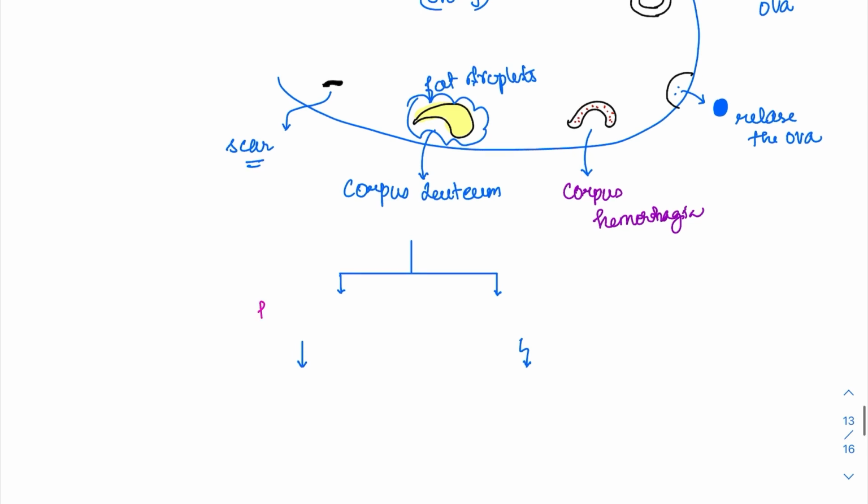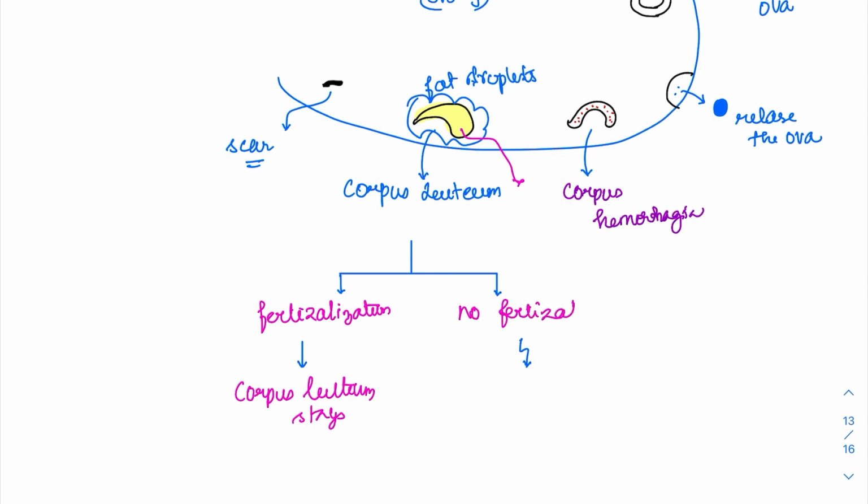Suppose fertilization happens. What is the requirement then? This corpus luteum will help for embryonal implantation and survival for a few days to weeks until the placenta is produced. So if fertilization happens, the corpus luteum is going to stay.